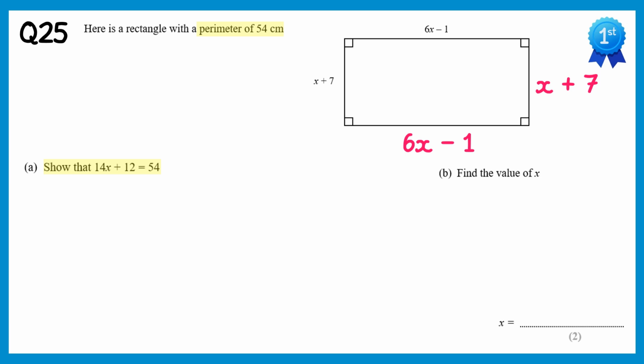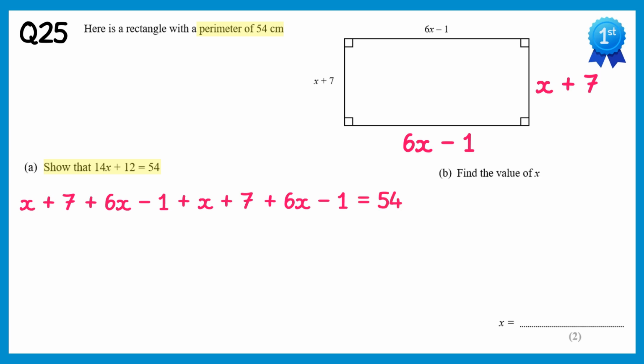To find the perimeter of a rectangle, you add up all of the lengths of its sides. So if we add up x plus 7 and 6x minus 1, and the other x plus 7 and the other 6x minus 1, this must give you the perimeter, which we're told in the question is 54.